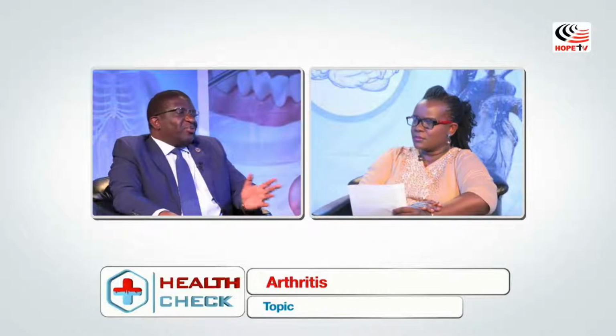And this is commoner in the older folks. But it can start early. For example, if you are young and you get an infection of the joint, you can also get osteoarthritis, which is a damage to the cartilage, and is the commonest. The second commonest arthritis worldwide is rheumatoid arthritis.